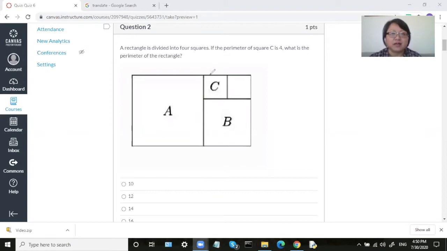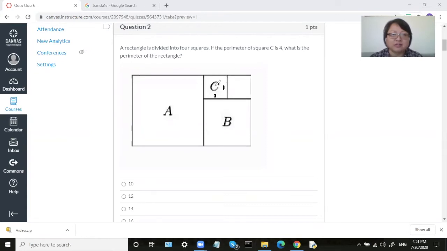Problem 2. A rectangle is divided into 4 squares. If the perimeter of square C is 4. Okay, so perimeter of square C is 4. So be careful, it's not side length. So then we know the side length of the square C is 1. What is the perimeter of the rectangle?